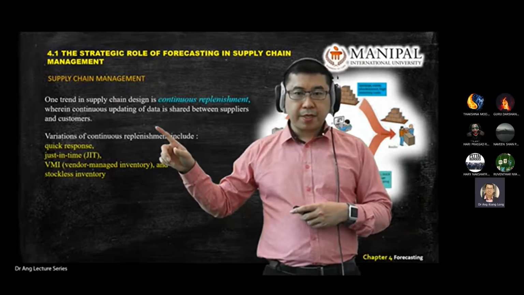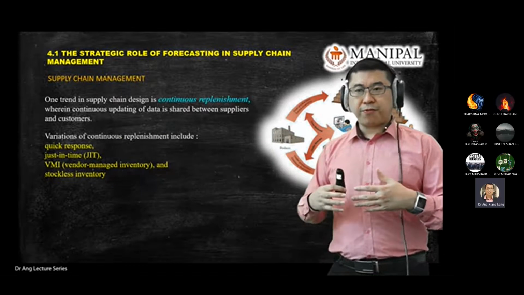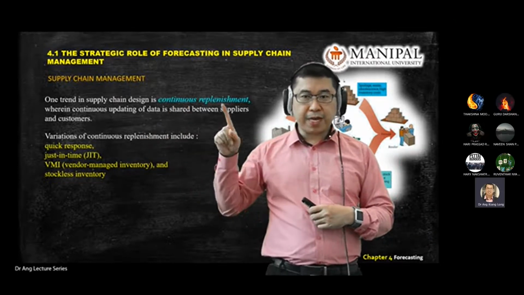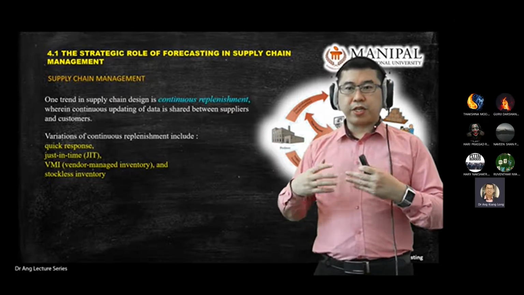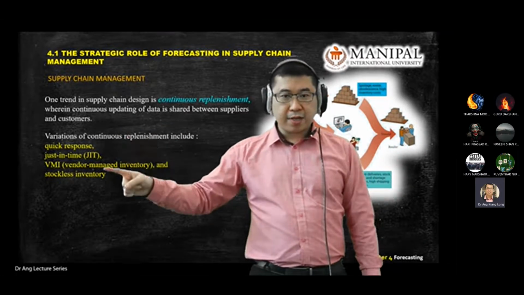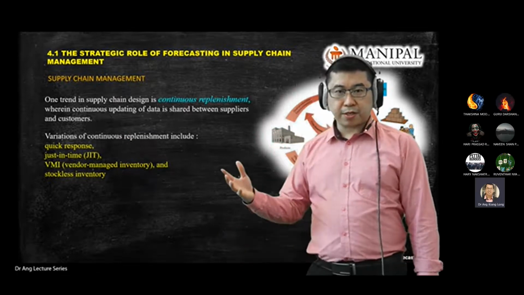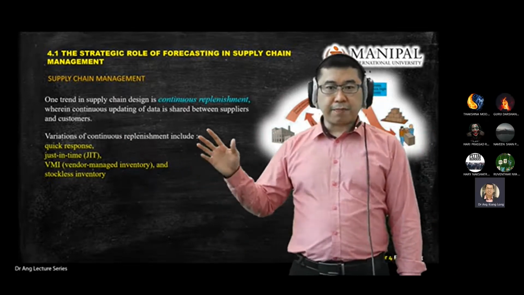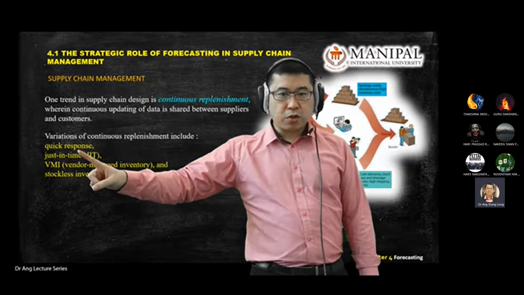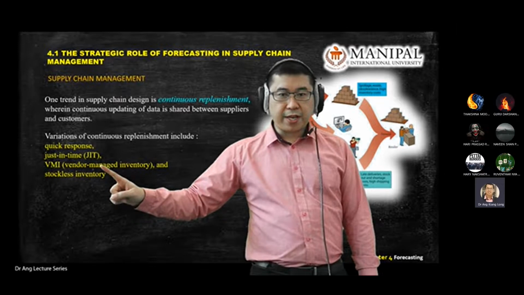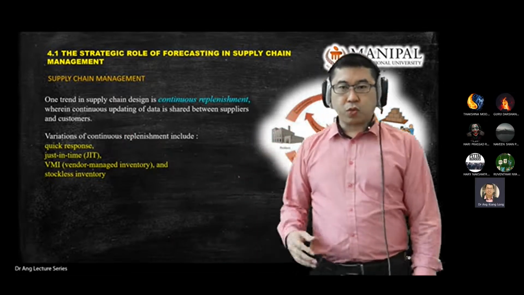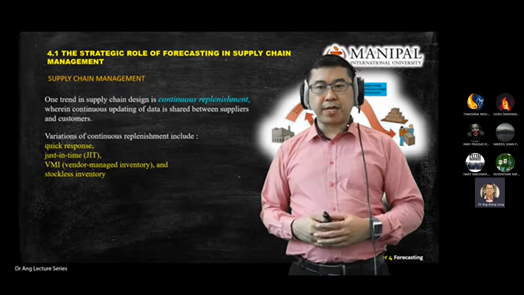So there are some strategies to handle the dynamic market. Under continuous replenishment, meaning continuously updating the data, they have to do forecasting and share it with the customers. So there are a few strategies used by supply chain systems. It can be the seller or the main developer and so on. These are the four: quick response, JIT or just in time, vendor managed inventory, VMI, and stockless inventory. These are the strategies they use to control or keep up with customer needs.